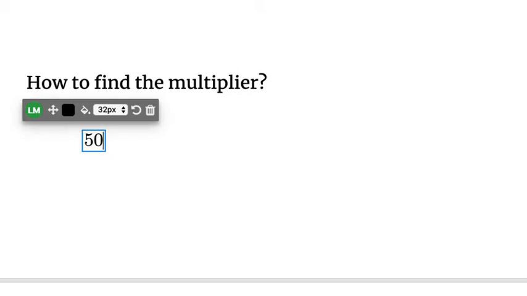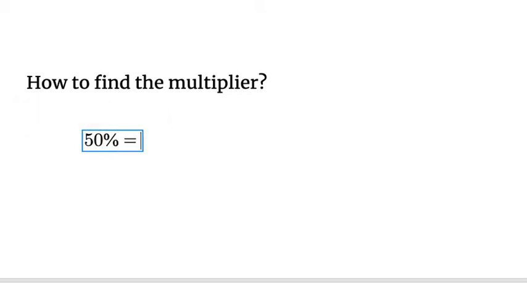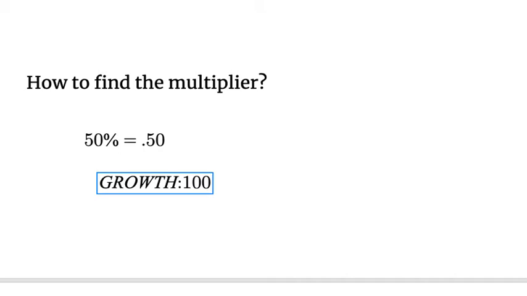So 50% I know is equal to 0.50. I wouldn't want to just say that the multiplier is 0.5, because think about that. If I had 100 and I multiply that by 0.5, that's going to get me 50. That didn't increase by 50%, right? That actually went down. So if I'm having a growth, I have to do 100%.